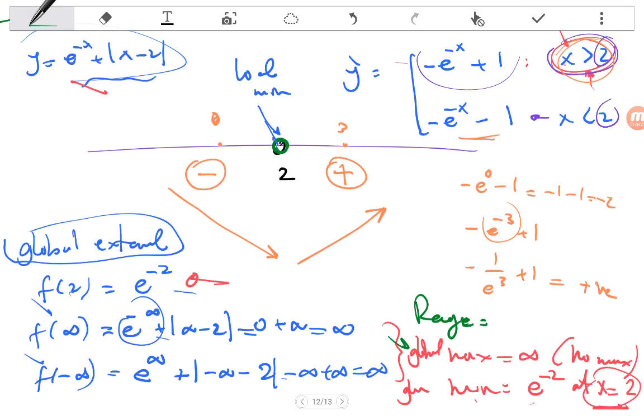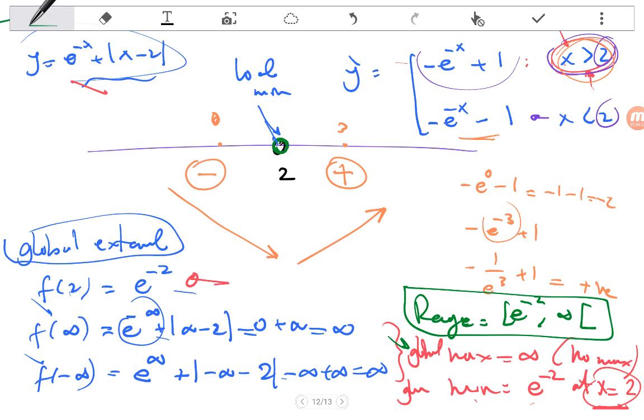Now, for this case, it will just be from e power negative 2 to infinity. This is the range of this function. And this is a new way to find the range of the function, different from the other methods that we have learned before. Okay?